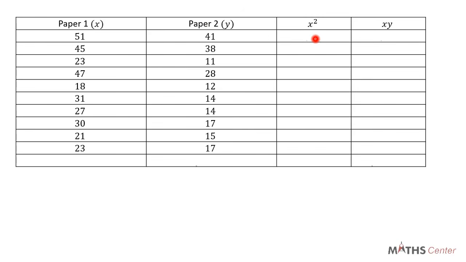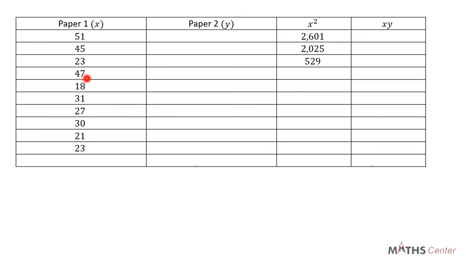In the third column, you have x squared. And in the fourth column, you have xy. Let's find the x squared and xy values. To get the x squared values, you square the x values here. So the first one will be 51 squared, and that will be 2601. The next one is 41 squared, that is 2025. The next one is 23 squared, that is 529.